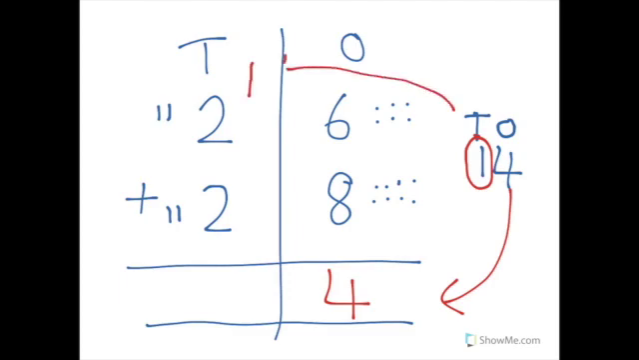Well done. Now all I have to do is add up my 10s. So 20 plus 20 is 40, and 40 plus 10 is 50. So my answer is 54. And that is how you do vertical addition. I hope this has made it a little bit easier for you. We will do one more sum just to make sure you can do it on your own.